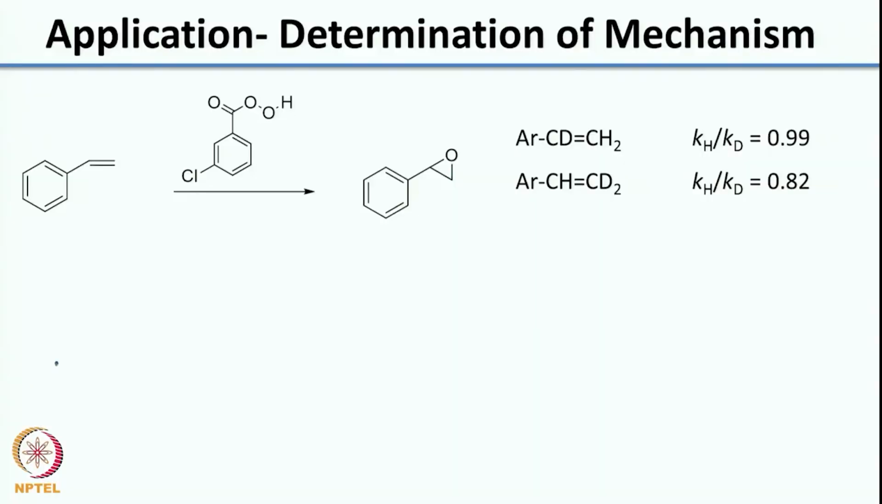So let us see if your mechanism explains the kinetic isotope effect. Your starting material here is styrene. So let us draw the structure of styrene, and then it is interacting with metachloroperbenzoic acid.